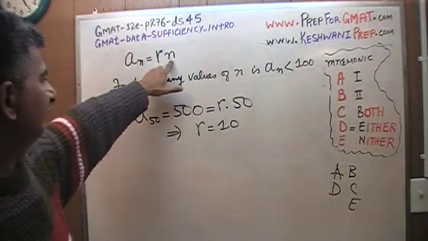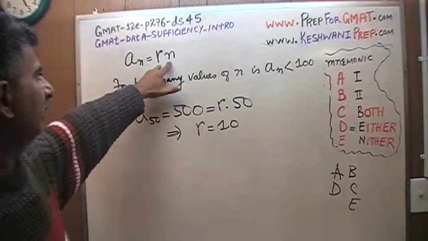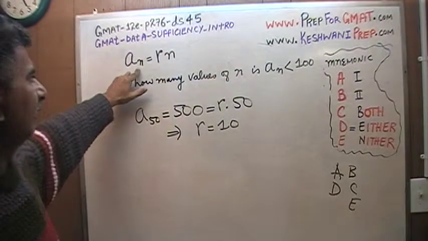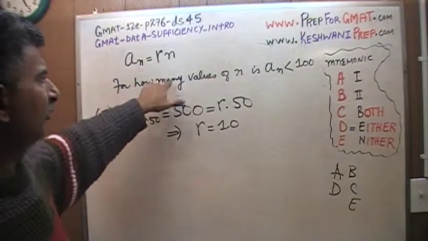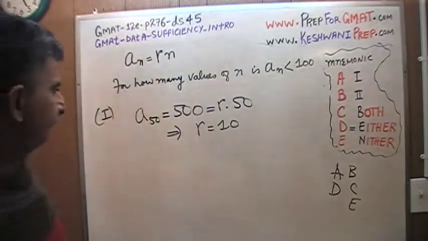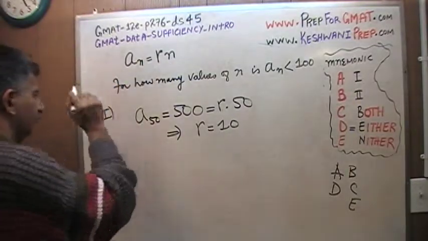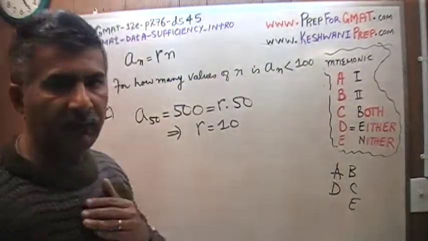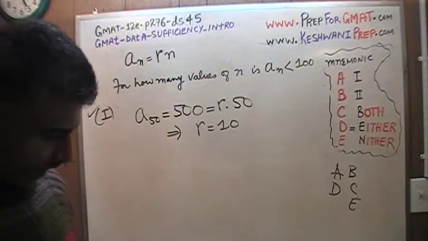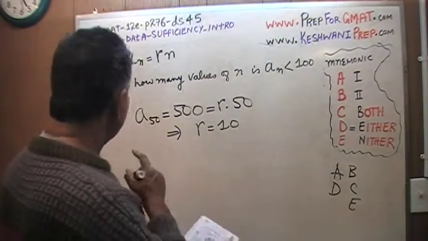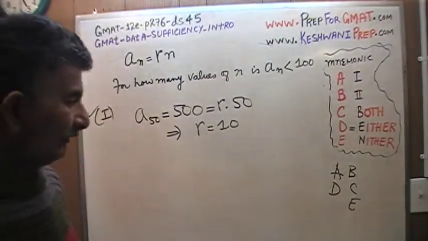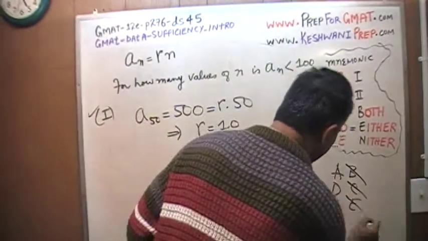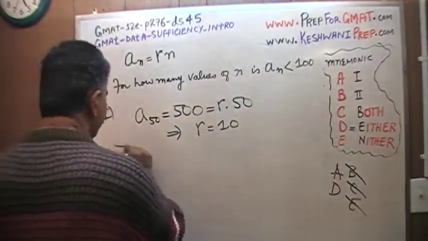Since we just found out that R is 10, when N is 1, A is going to be 10, then 2 times 10 is 20, and so on and so forth, up to 9. So the first statement by itself is enough to answer this question. For how many values of N is A sub N less than 100, the answer here would be 9. So the first statement by itself is enough. That tells us that the answer cannot be B, C, or E. Let's look at the second statement.